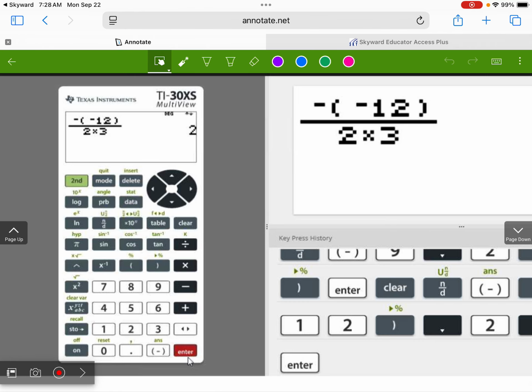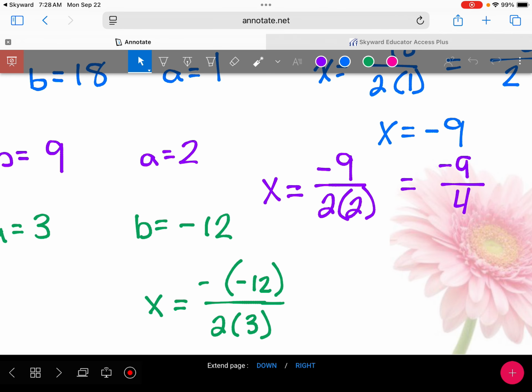We should get a positive 2, because the opposite of negative 12 is positive 12 over 2 times 3, which is 6. 12 divided by 6 is 2. So honestly, doing it by hand takes about as much time as doing it in the calculator, just because of the time it takes us to type things in. So either way is fine, totally works. This gives us that x value of our vertex. This tells us where the middle of our table is going to be. Helps us find that vertex.